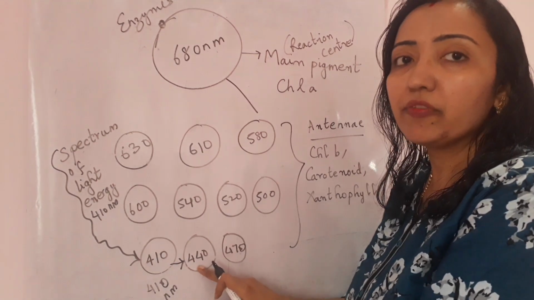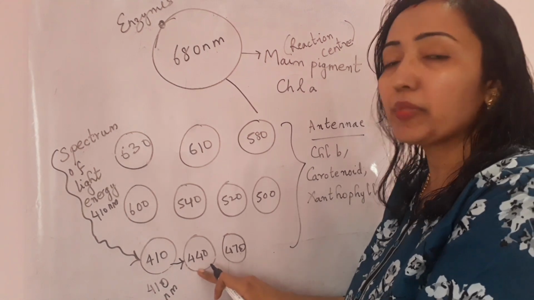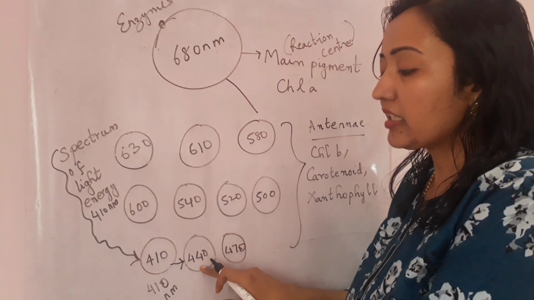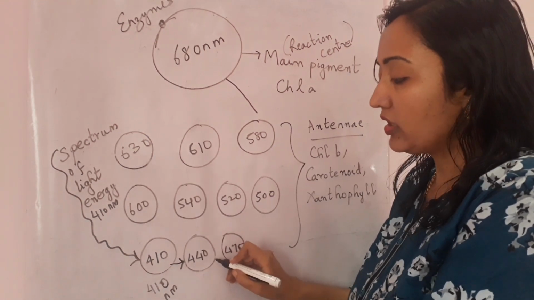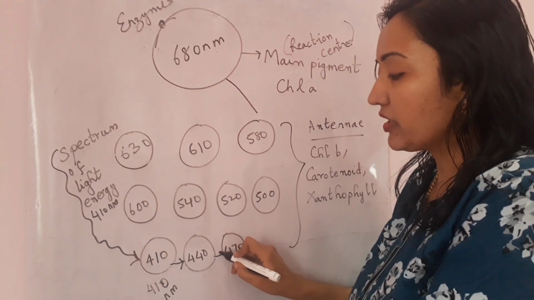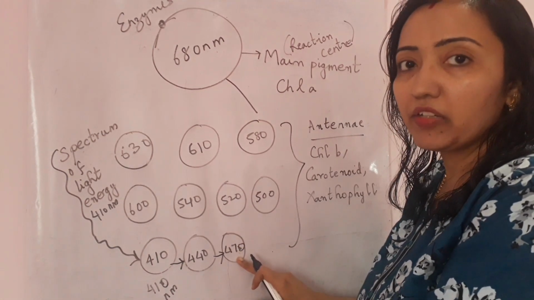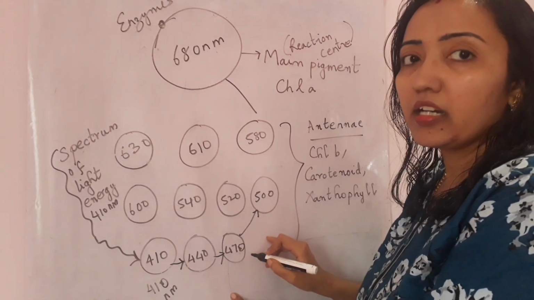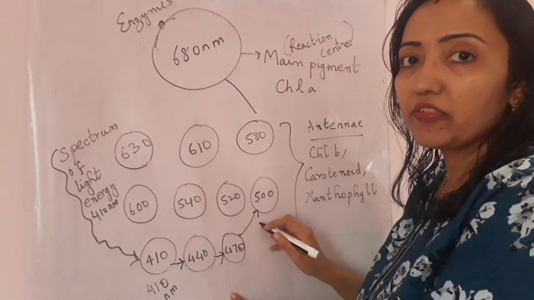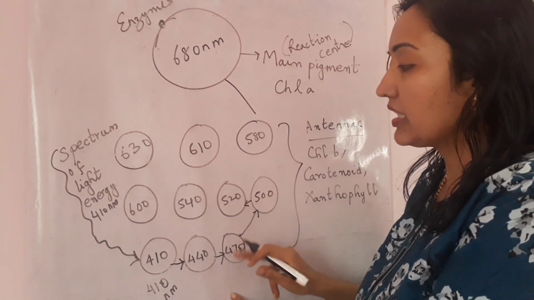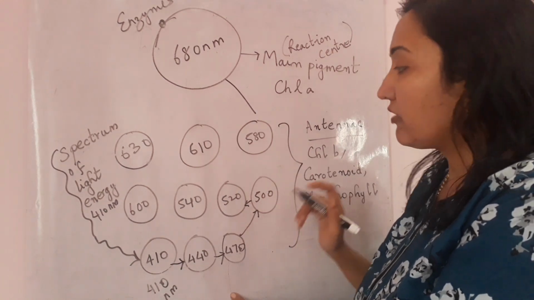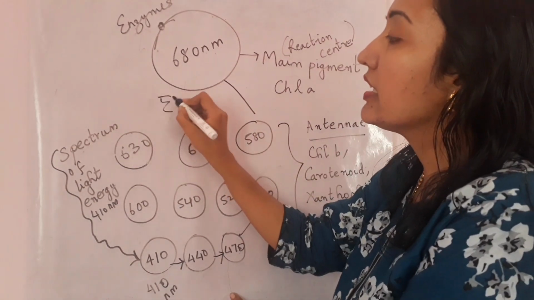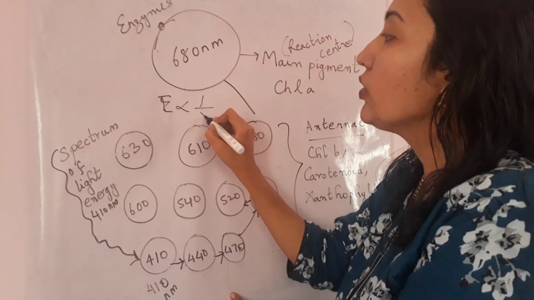This energy is transferred to another pigment which is having higher wavelength, that is 440 nanometer. It can absorb light at higher wavelength. Now this energy is getting transferred to another pigment having higher wavelength of 470 nanometer. From here the energy gets transferred to a pigment which can absorb light at 500 nanometer. From here we can see that the wavelength increases, and when the wavelength is increasing, energy will decrease, because energy is inversely proportional to wavelength.